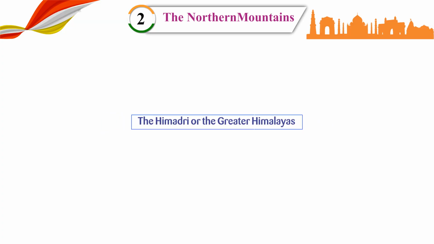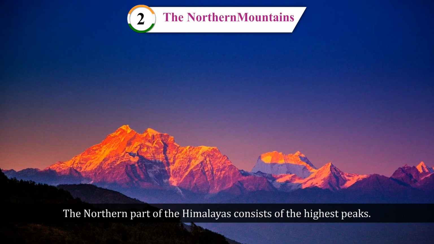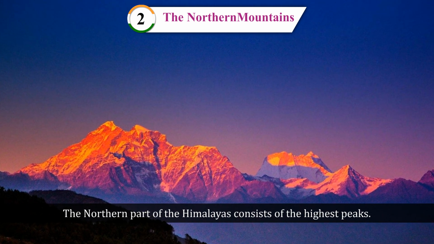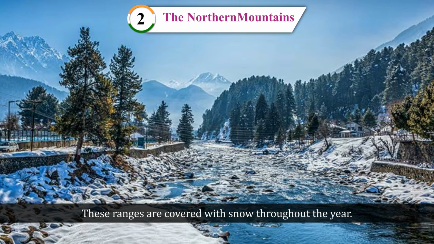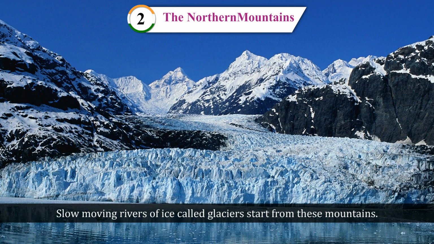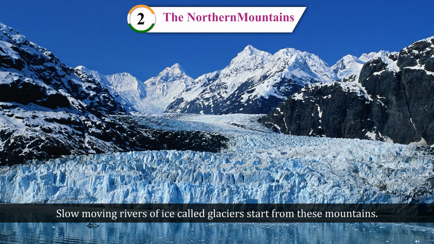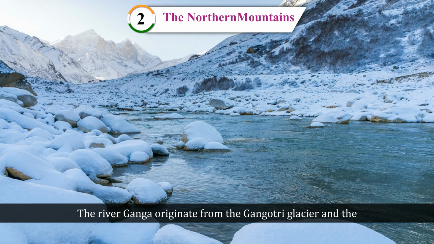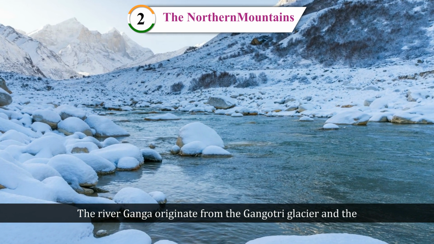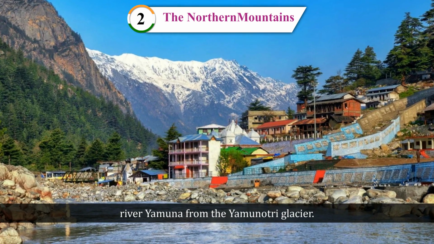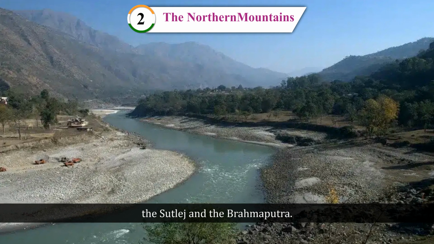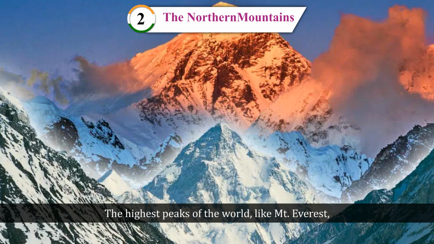The Himadri or the Great Himalayas. The northern part of the Himalayas consists of the highest peaks. These ranges are covered with snow throughout the year. Slow-moving rivers of ice called glaciers start from these mountains. The river Ganga and the river Yamuna rise from the Yamunotri glacier. Other rivers which rise from these glaciers are the Indus, the Sutlej and the Brahmaputra.